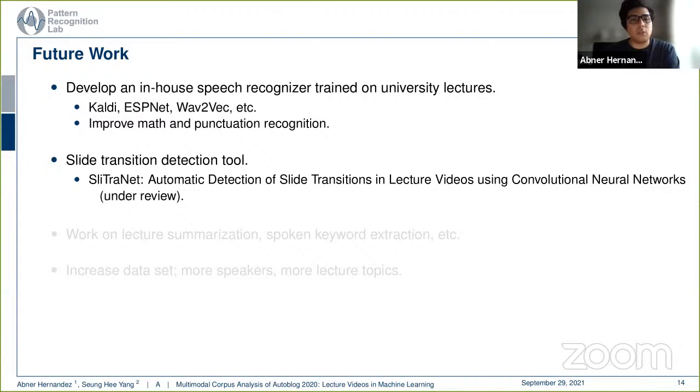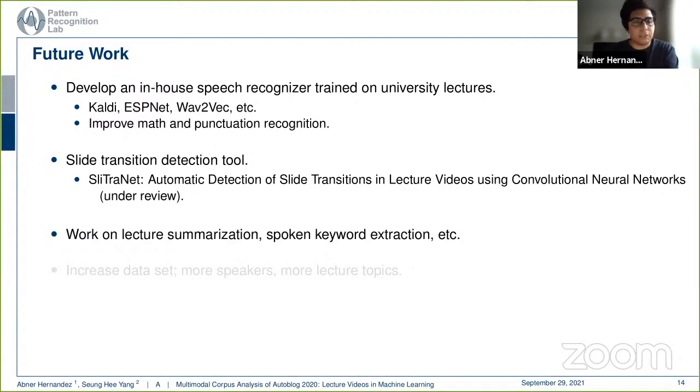Next, we're looking into a slide transition detection tool. We currently have a paper under review using CNNs to detect slide transitions. This is to be used to get the timestamps of when the lecturer switches slides, so that we can align what the ASR has outputted with the correct slide, so the order in the blog can be a bit cleaner.